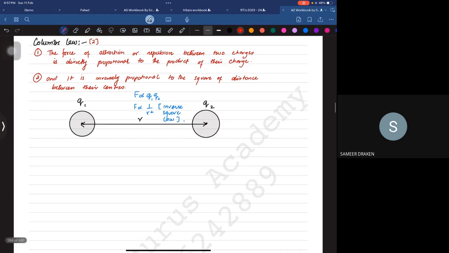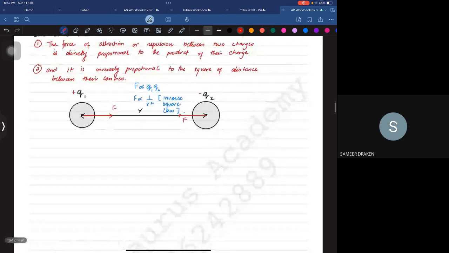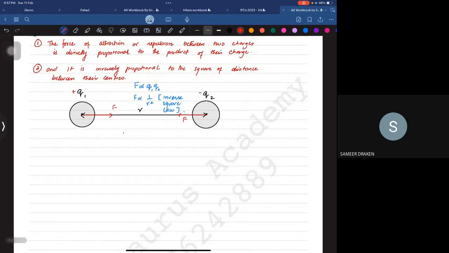Let's suppose these charges, one is positive, one is negative, doesn't matter what kind these are, they're going to attract each other with equal force, and this force can be found by a simple formula, which is F equals K Q1 Q2 over R square. This F can also be written as Q1 Q2 over 4 pi epsilon times R square.